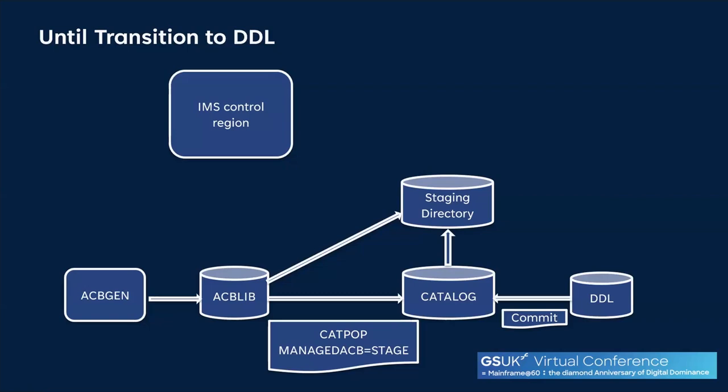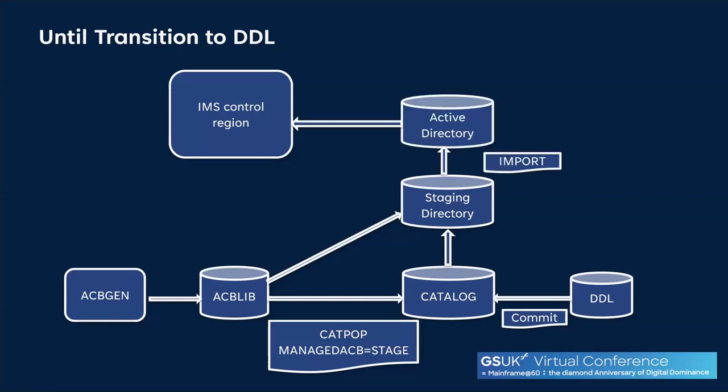So we can say that for some period of time, we call it a transition period, it will be done in the mixed mode. For some changes it will be the traditional gen, and for some changes it will be DDL. And DDL will again put the information into the catalog and staging directory. And once the information is in the staging directory, you test your changes.